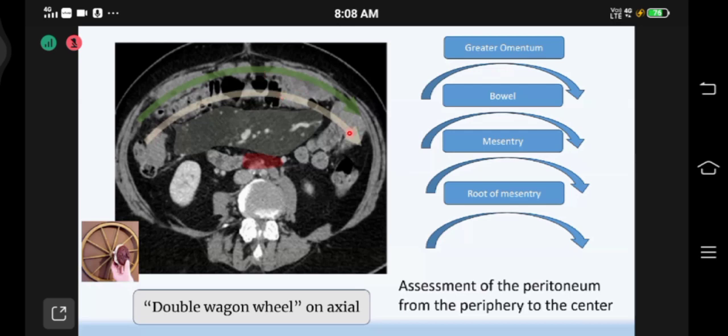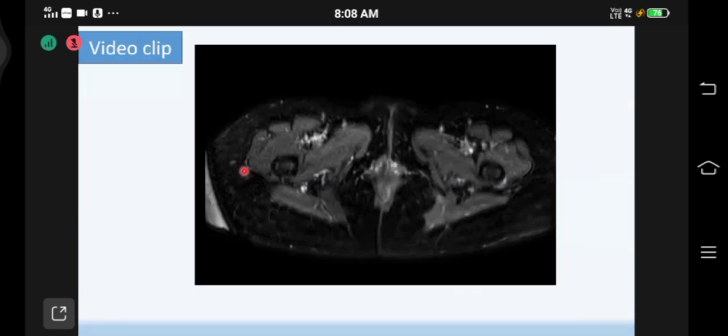You need to train your eyes to look in this fashion, right? You sweep your eyes, first into the greater omentum, next along the bowel, then along the central mesentery and root of the mesentery. So step by step, craniocaudally, when you are looking into the images, slowly you have to go into these sections and confirm whether there are any deposits or not, right?